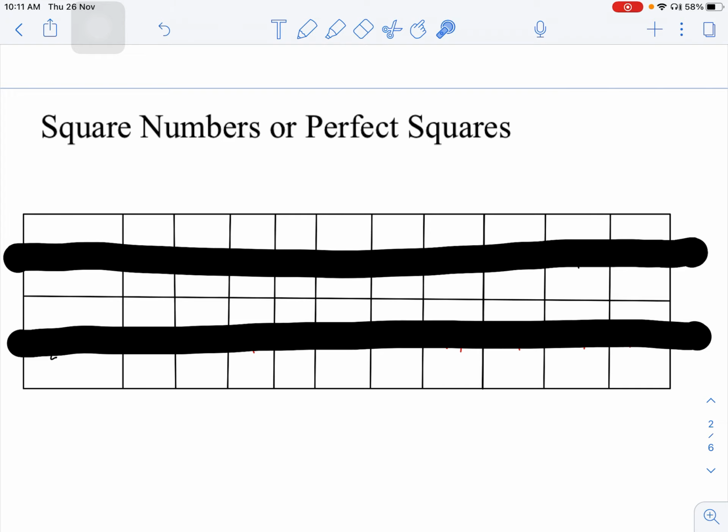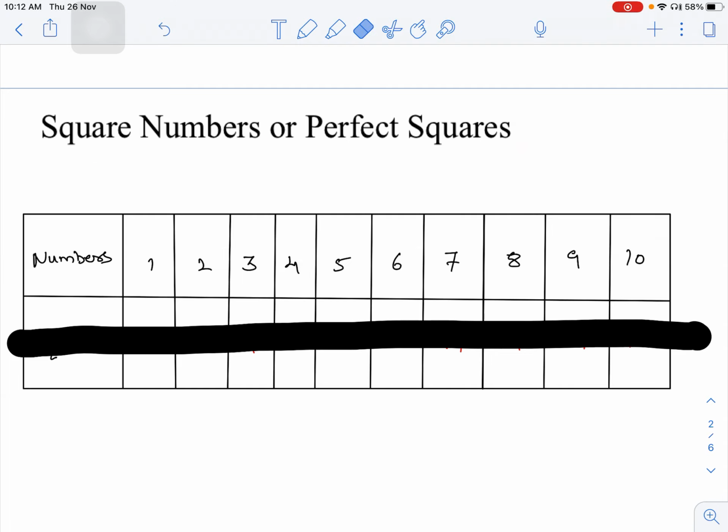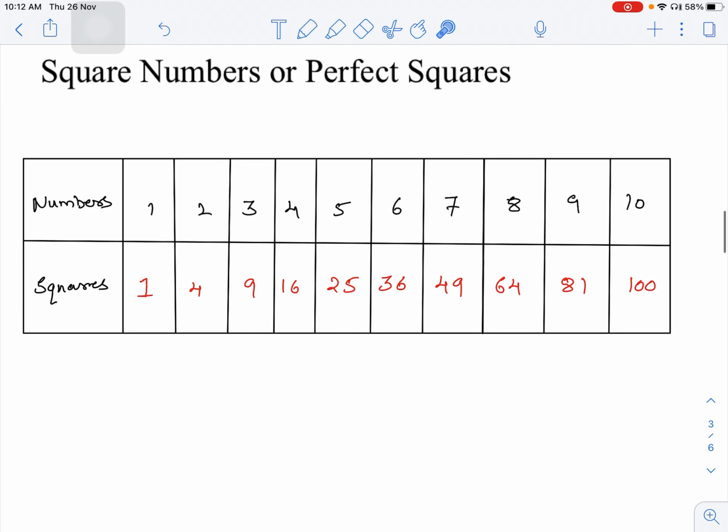Now which numbers are known as either square numbers or perfect squares? Let us see that one also. Now here we have a table. In this table, in the first row, numbers are written from 1 to 10, and below that the squares of these numbers. Okay, it means that now 1, if 1 is multiplied again by 1, we get the answer 1. 2, if 2 is multiplied by 2 again, we get the answer 4.